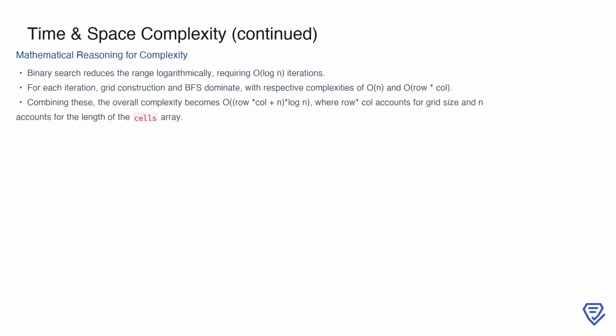When these are combined, each iteration has a combined complexity of O(row * col + n). Multiplying this by the O(log n) iterations of the binary search gives the overall complexity of O((row * col + n) * log n). This formula encapsulates the contributions of grid size, represented by row * col, and the length of the cells array, represented by n, to the total runtime.